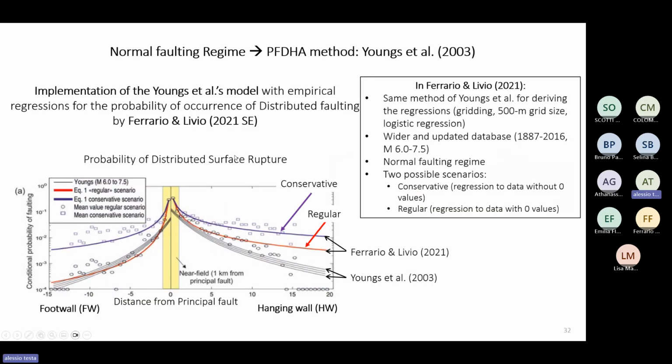We also implemented the method by Youngs with the curves of probability of occurrence of distributed faulting published by Ferrario and Livio 2021, as they are constrained by a wider and updated database of normal faulting surface ruptures. The authors proposed 2 different curves, the regular and the conservative curves, and we decided to use both of these curves.